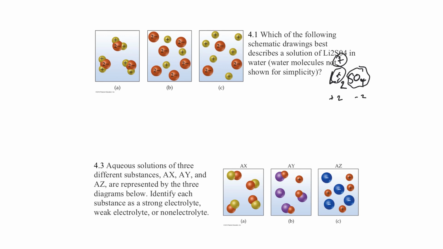So I want something that would be 2 positive 1s and 1 negative 2. Well, it looks like the first one, because I've got a negative 2 and 2 positive 1s. But that is a red herring. They're trying to confuse you.